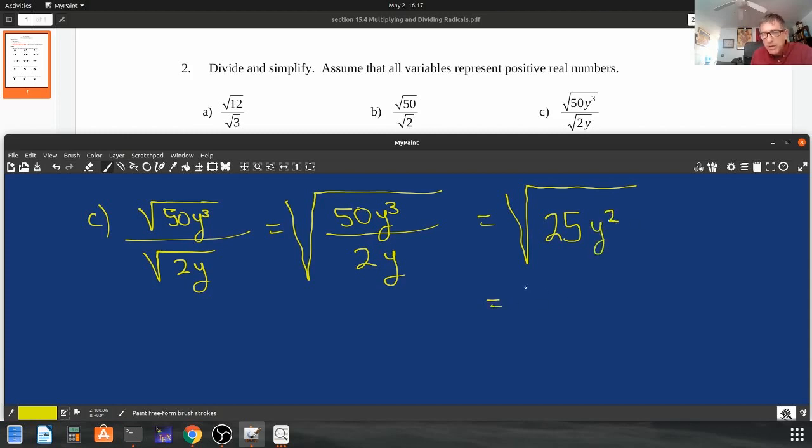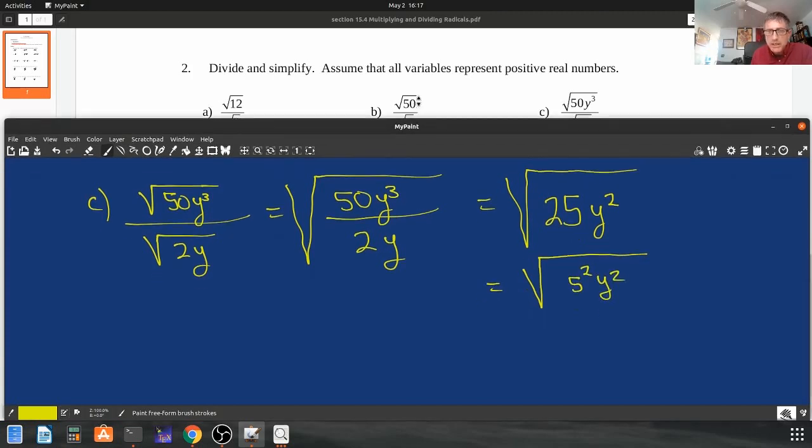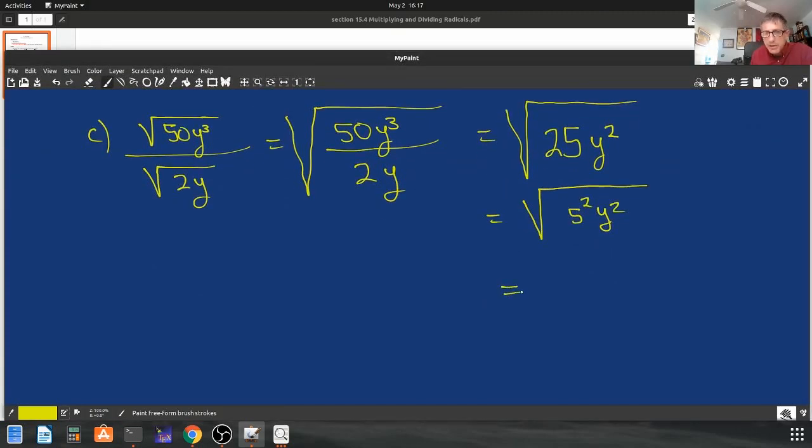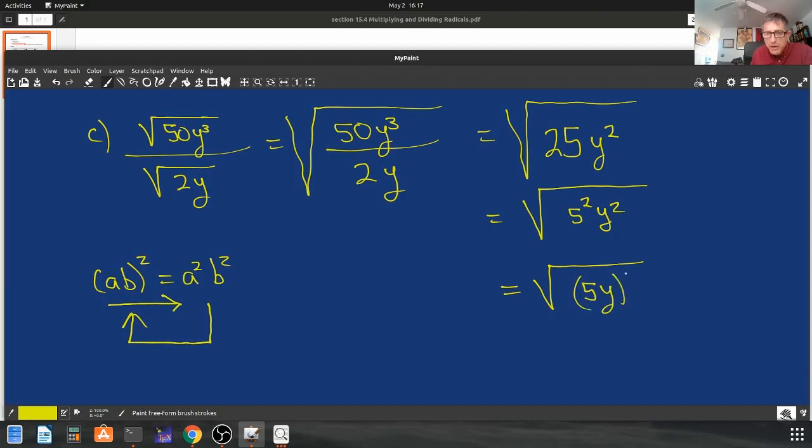And here, if you want, you can actually do it this way. 25 is 5 squared times y squared. I'm just doing it a different way. It's a good way to learn it. And here I have, by the power of the product rule, a times b squared is equal to a squared times b squared. And again, we're used to going from what's on the left to the right. But now we have something on the right and we want to go to the left. That's the same as 5 times y, squared.